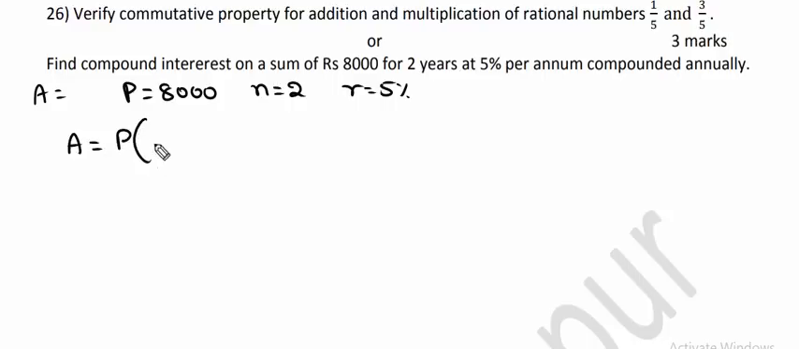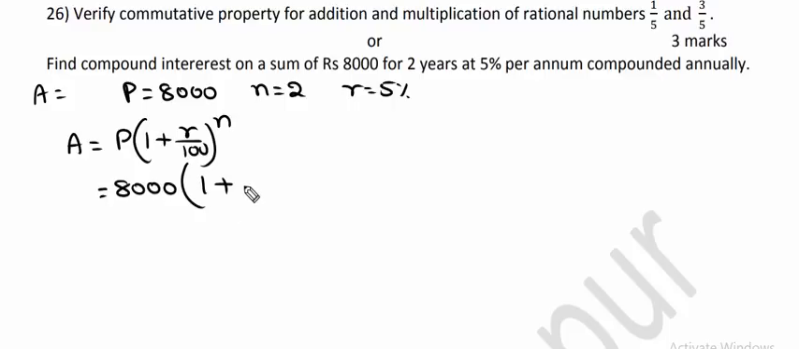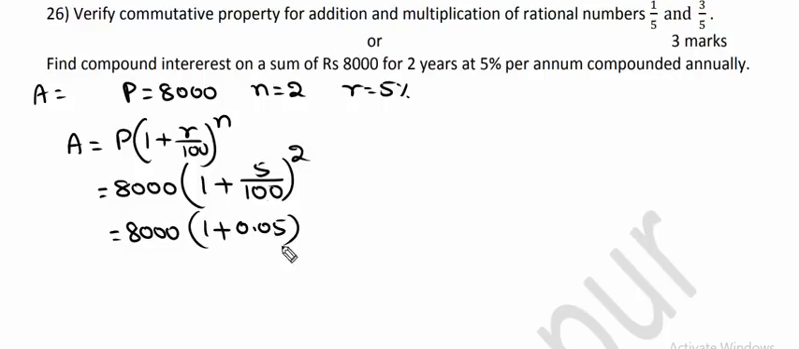A is equal to P into 1 plus R by 100 to the power of n is the formula here. Here we write 8,000 into 1 plus, with 100 in the denominator, where R, the rate of interest, is 5, to the power of 2. So this is 8,000 into 1 plus 5 by 100, which can be written as 0.05, to the whole square. That is equal to 8,000 into 1.05 whole square.